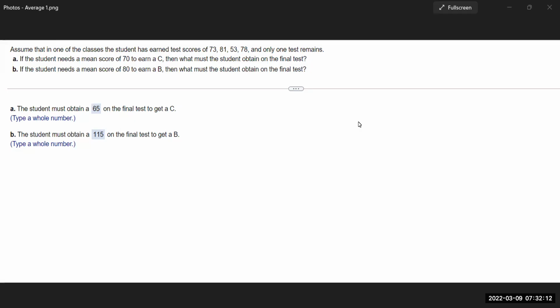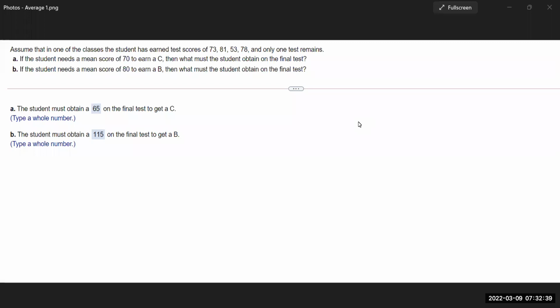Assume that in one of the classes, the student has earned test scores 73, 81, 53, 78, and only one test remains. Now, our first question is, if the student needs a mean score of 70 to earn a C, then what must the student obtain on the final test?